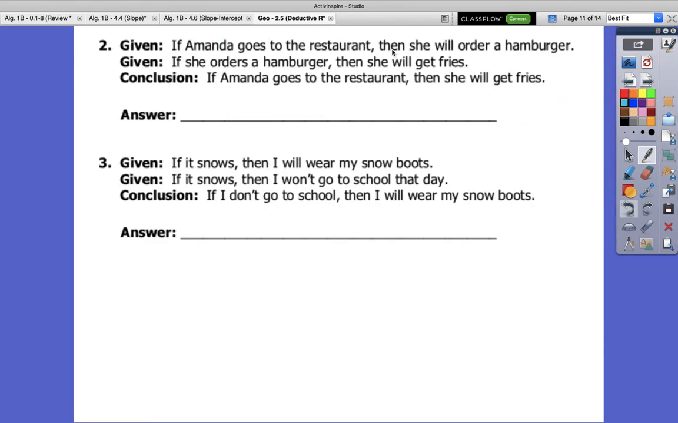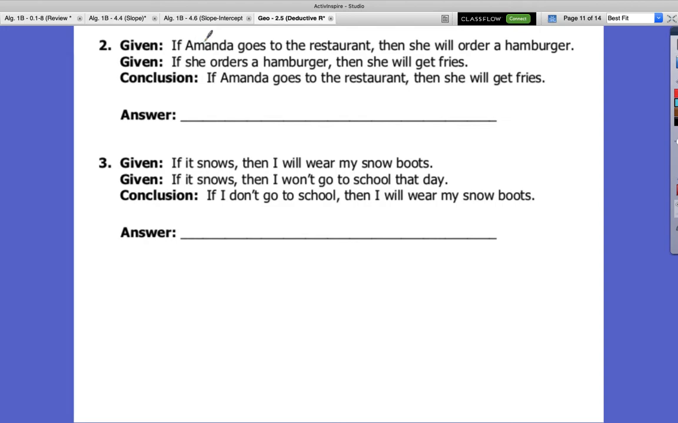If Amanda goes to the restaurant, then she will order a hamburger. Amanda goes to the restaurant, that's P. She will order a hamburger, that's Q. If she orders a hamburger, then she will get fries. She orders a hamburger, we've seen that, that's Q. She will get fries, that's new, it's R. Before I go there, this looks so far like it's going to be the setup for the law of syllogism. If P then Q, if Q then R. It's two complete conditional statements with the conclusion of the first matching the hypothesis of the second.